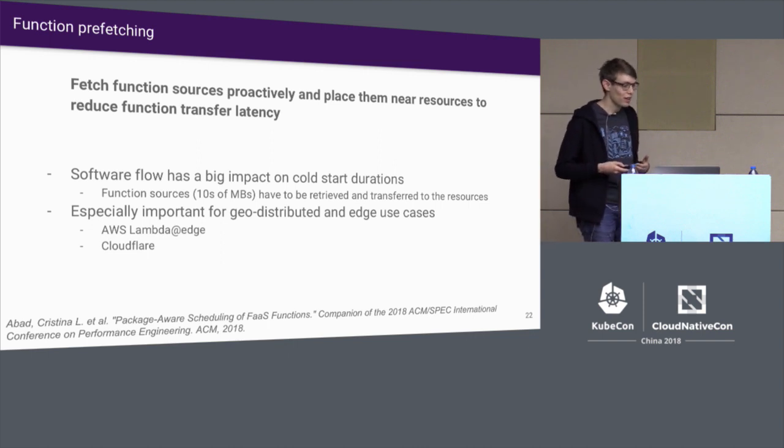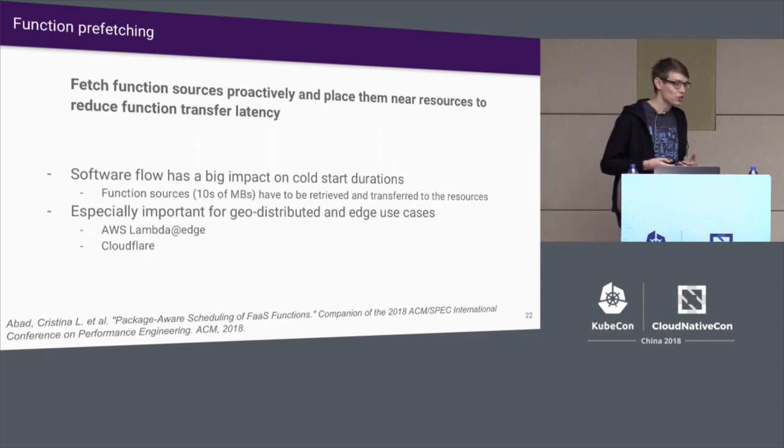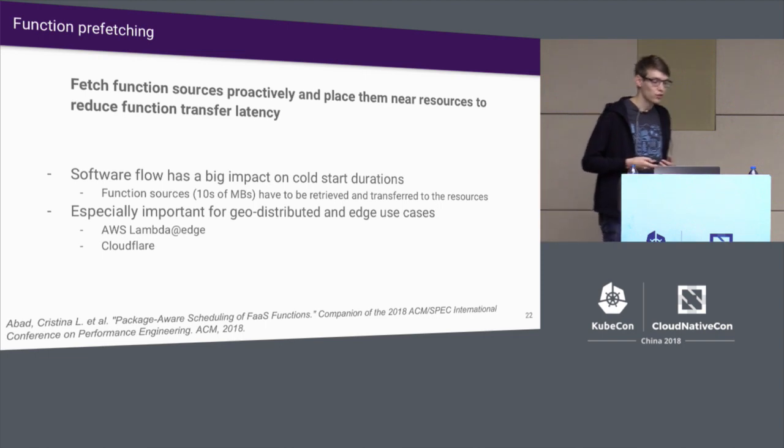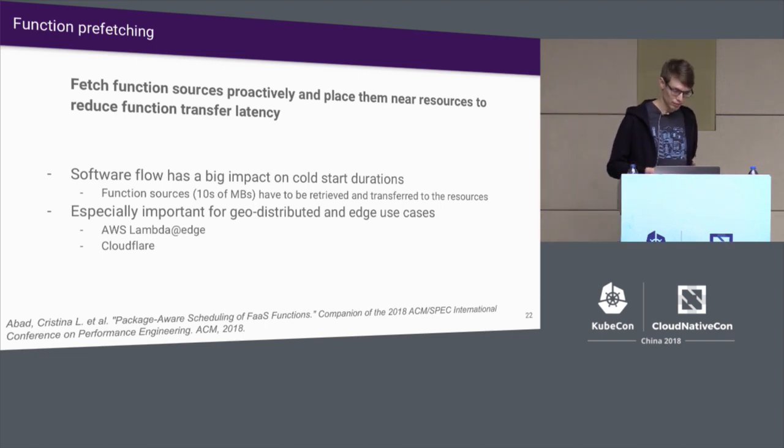So especially for use cases in the geo-distributed world and in the edge computing world, you can see this as being very important. So I'm fairly sure that AWS Lambda at the edge and Cloudflare are using some form of prefetching.